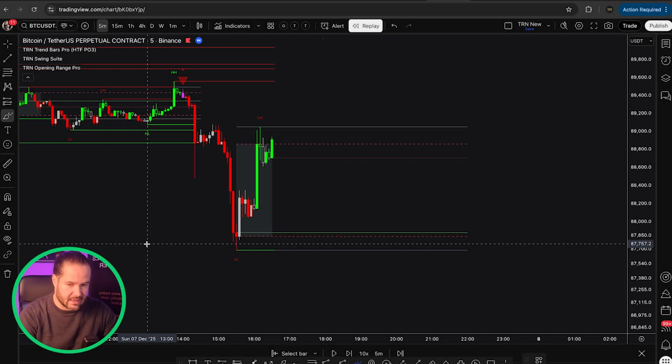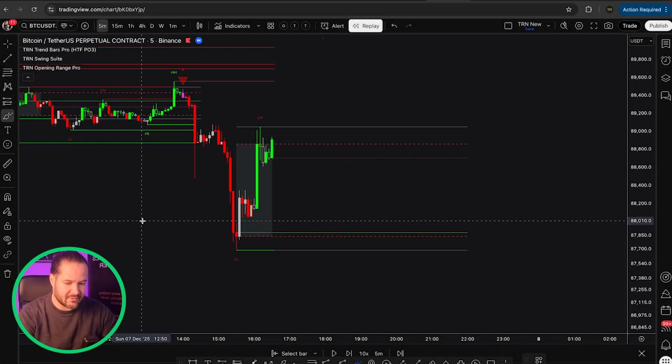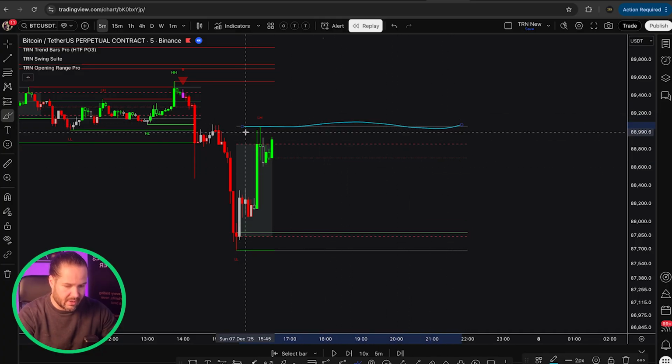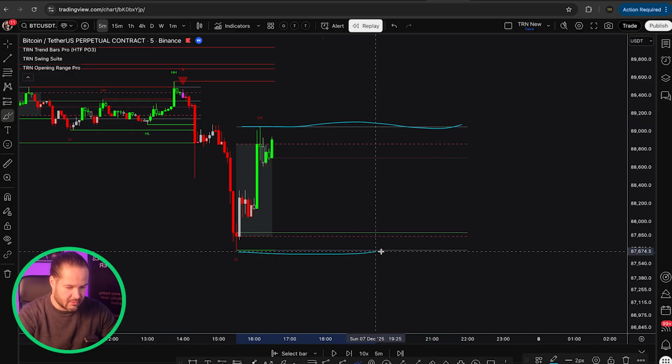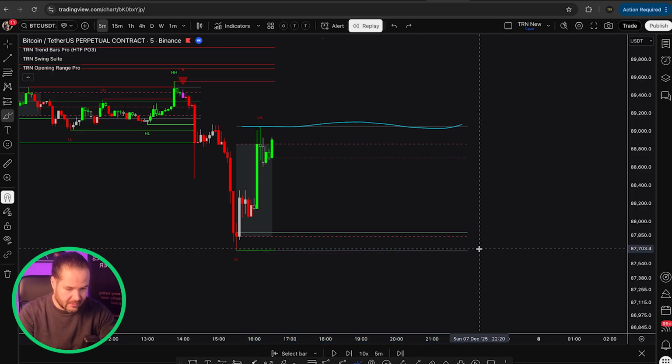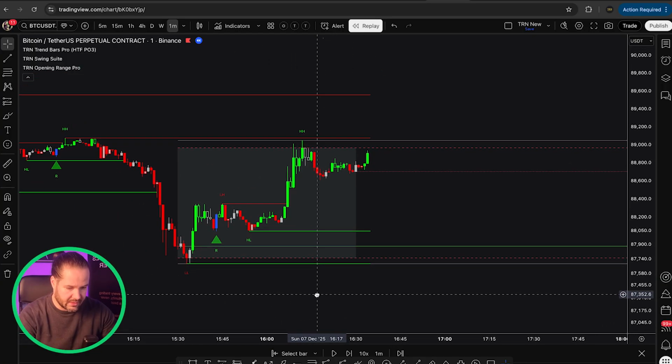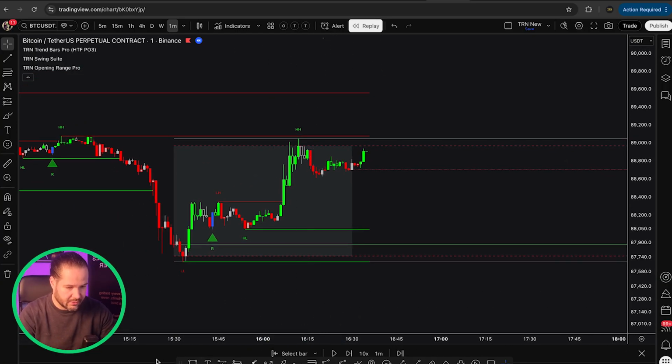Here comes the last example. This time we're on the Bitcoin 5-minute chart. We're at the end of the opening range. We mark out the high of the opening range and the low of the opening range again. And now we go down to the 1-minute chart. And let's see how this plays out this time, if we get a breakout or breakdown.